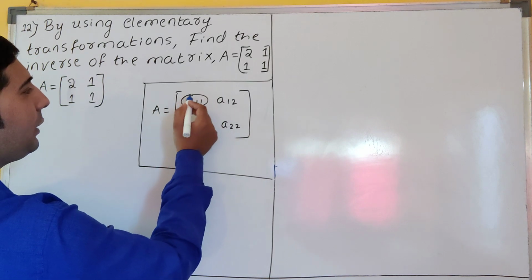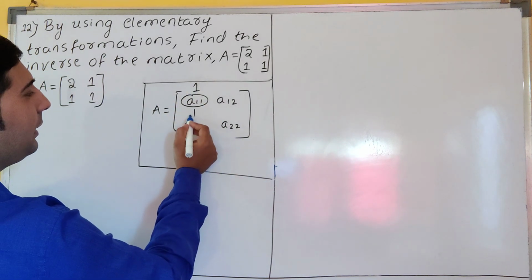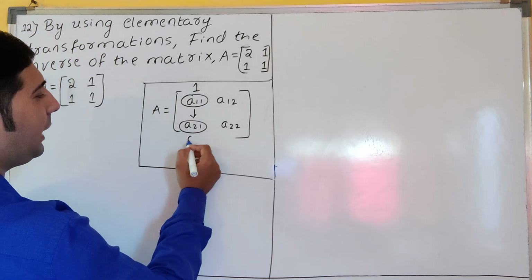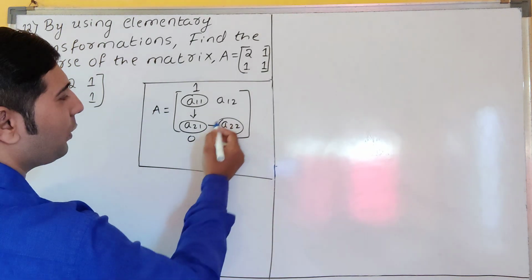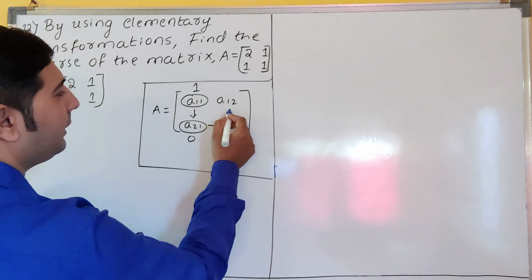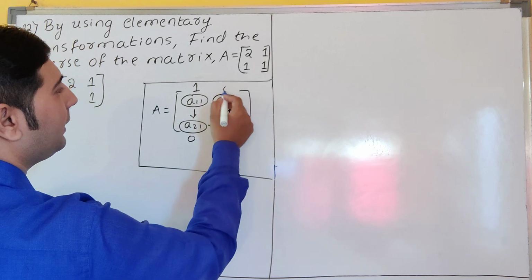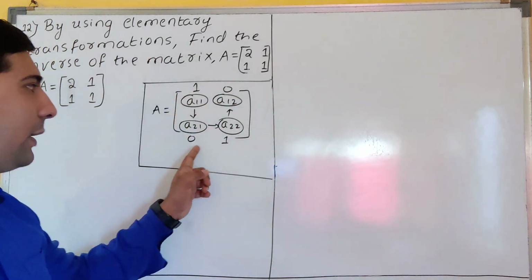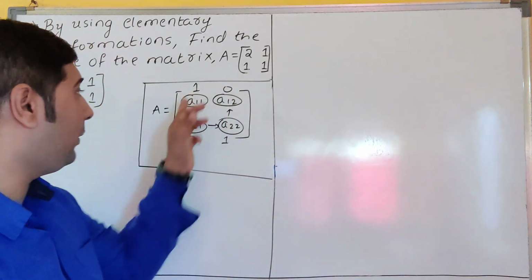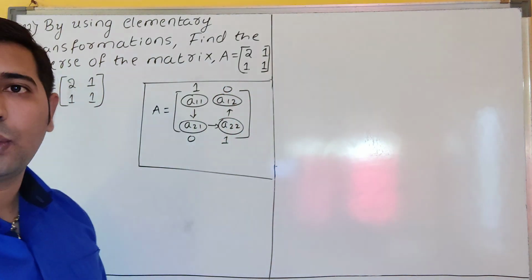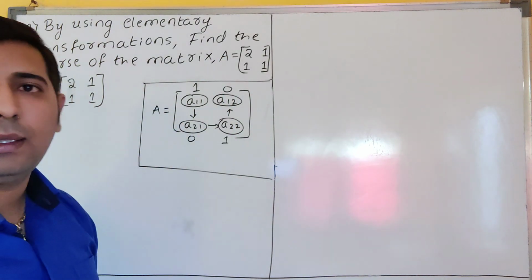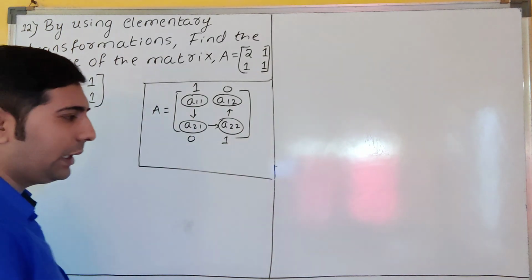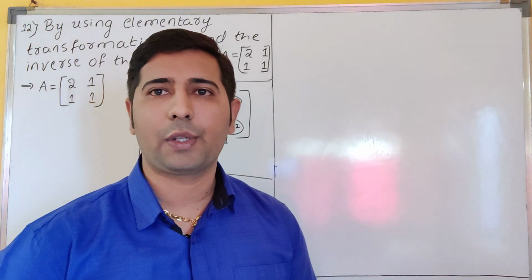So this element you have to make it as 1 first, and this element you have to make it as 0. Next you have to make this as 1, and this element you have to make it as 0, dear students. 1 0 0 1, I mean 1 0 1 0. Got it? So like this you have to move according to the shortcut by using elementary transformation.